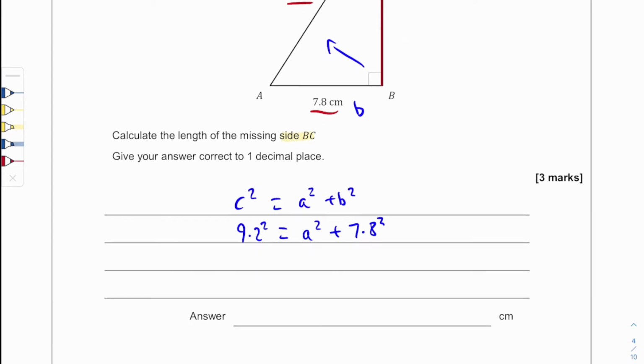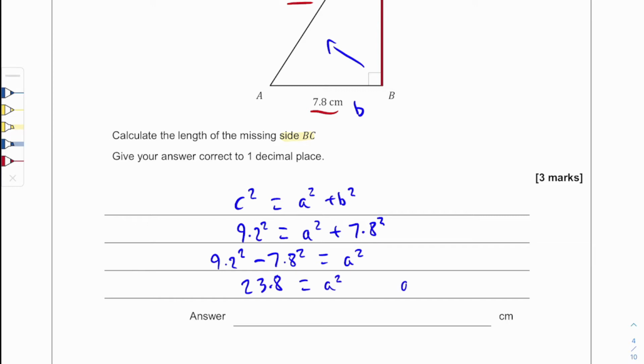So we're now left with 9.2 squared, take away 7.8 squared, and that is equal to a squared. Okay, so we're going to need our calculator for this one. If we put 9.2 squared into our calculator, and then take away 7.8 squared, we are left with 23.8, and that is equal to a squared.